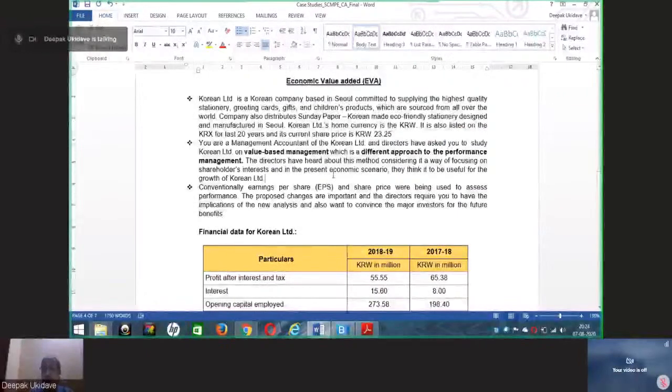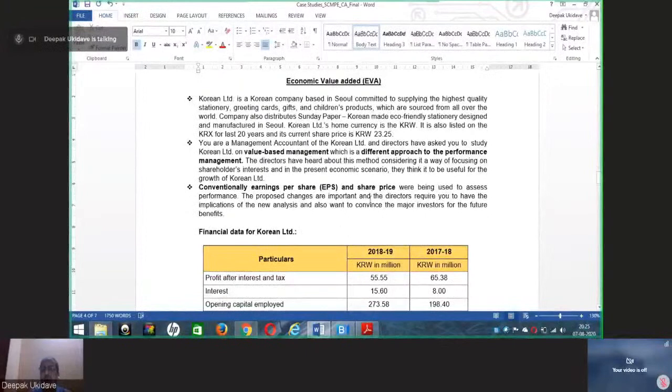So I got an opportunity, as I said, to discuss this aspect which was left out during our theoretical discussion. The directors have heard about this method, that is value-based management system, considering it a way of focusing on shareholders' interest, and in the present economic scenario, they think it to be useful for the growth of company. See, conventionally EPS, that's what I mentioned to you. Conventionally EPS and share prices were being used to assess the performance. So that was the criteria at one point of time in this organization, EPS and DPS and share price, MPS.